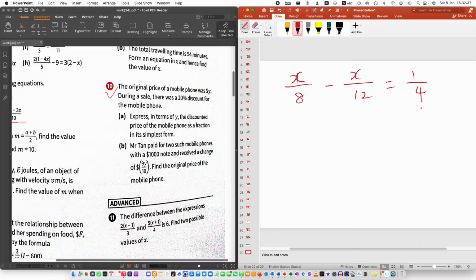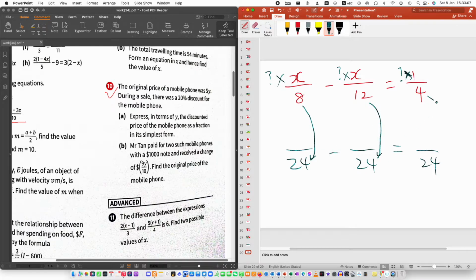24. Very good. So that means I should see 24 minus 24 equals to 24. So how do you get 24 here? So you just write everything here. Times what? Times what? Yeah. So you continue. Just continue. Your LCM is correct.